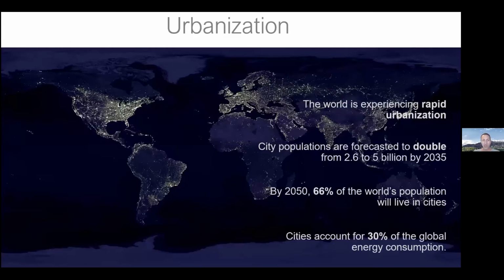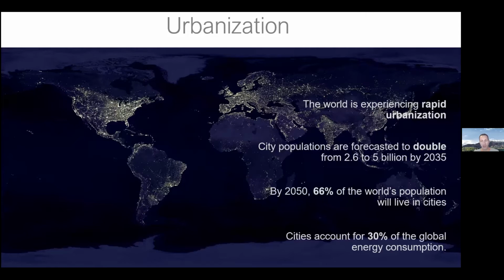So I always like to show this map with urbanization, and it's a really spectacular image of Earth's city lights from the NASA Defense Satellite Program. Just a couple of stats here. As everyone knows, the world's experiencing rapid urbanization. City populations are forecast to double from 2.6 to 5 billion by 2035. And by 2050, the forecast is that almost 66% of the world's population will live in cities.